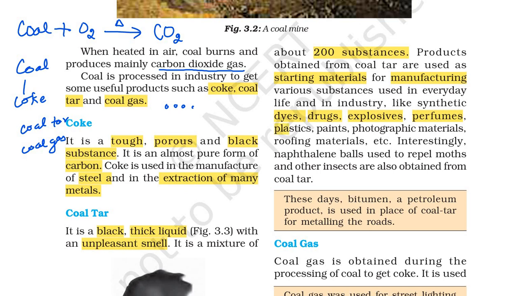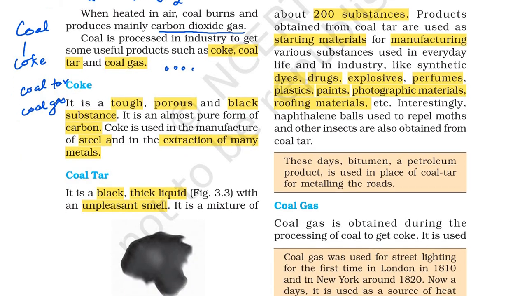Perfumes can be made, plastics can be made, paints can be made, photographic materials can be made, roofing materials can be made. So all these things are helpful. If I want to make all these things, I need coal tar for it. What do we need for manufacturing? Coal tar.